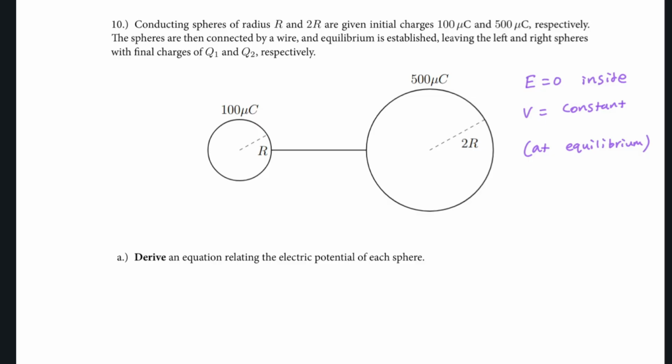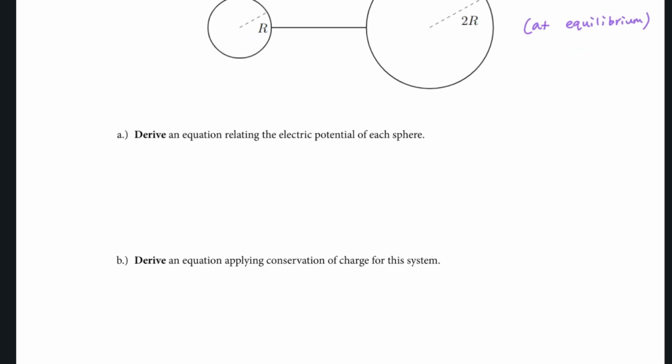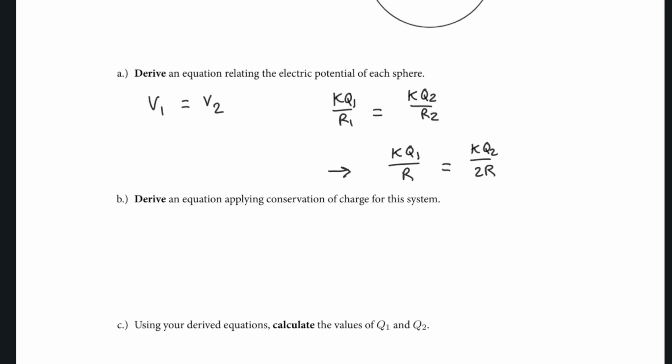First, let's derive an equation relating the potentials of each sphere. Due to them being conducting, they must have the same equilibrium potential. So this means that KQ over R for the first sphere equals KQ over R for the second sphere at equilibrium. And this is what we mean by an electric potential equation. We can do some simplifying. KQ1 over R is equal to KQ2 over 2R. And I might leave it like that just to show that this is electric potential.